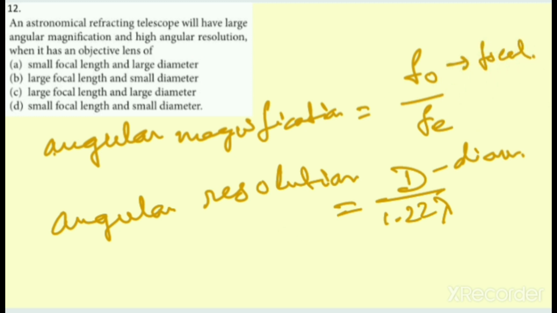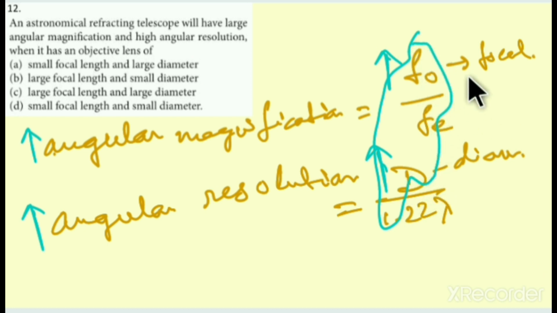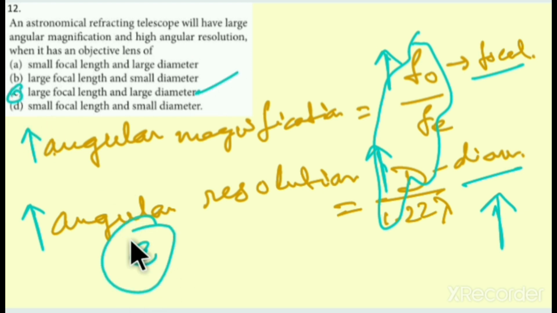So in both cases, if we want to increase the angular magnification, we need to increase the focal length, and if we want to increase the angular resolution, we need to increase the diameter of the telescope. So both D and f0, that is the diameter and the focal length, have to increase, and this condition satisfies option C. Option C will be our correct answer here.